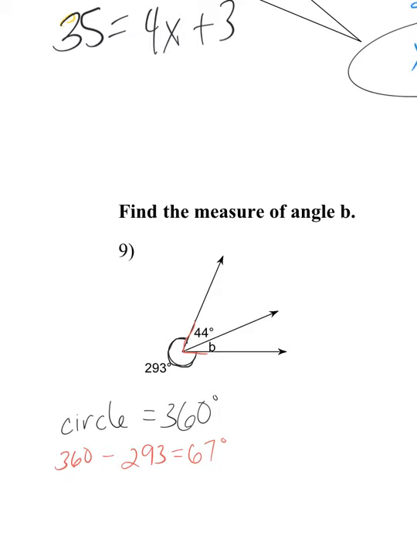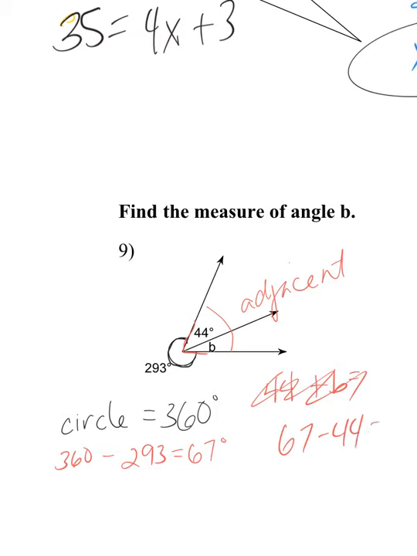57 minus 44, and then, yep. Yeah, those would be adjacent angles. So I have 44. You could set it up like this. You don't necessarily need to. Actually the easiest thing to do is just do 67 minus 44 equals b. That's what I was trying to say. So 23 degrees equals b.